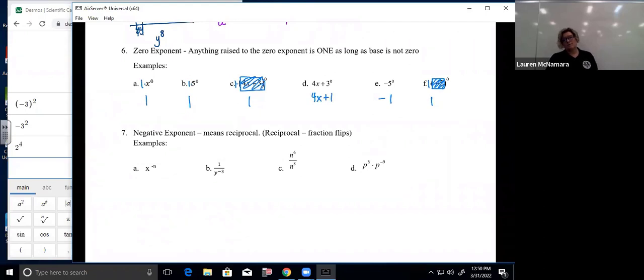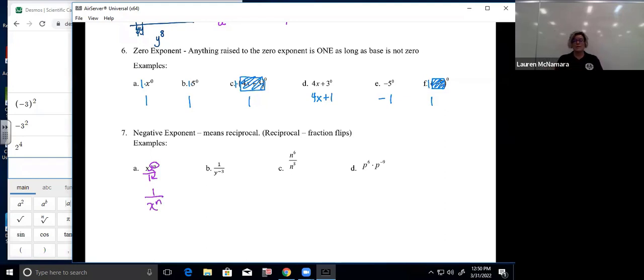Negative exponents. A negative exponent means the reciprocal. You flip the fraction. Well, if you're looking at example A, you say, I don't have a fraction there. Now I have a fraction. Just put a 1 underneath it. Now it's a fraction. So it takes its base and jumps the line. So I have 1 divided by x to the n. That's kind of the way I see it.